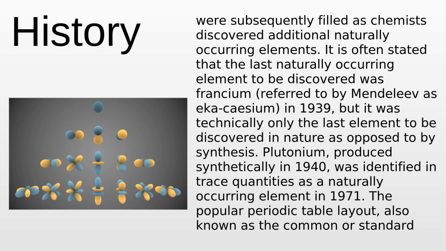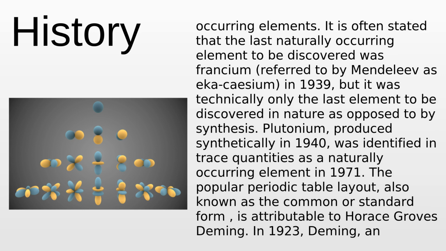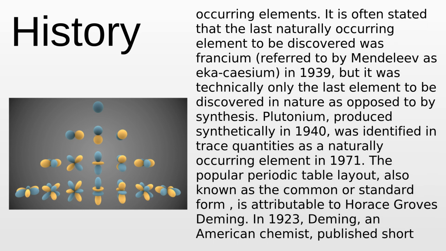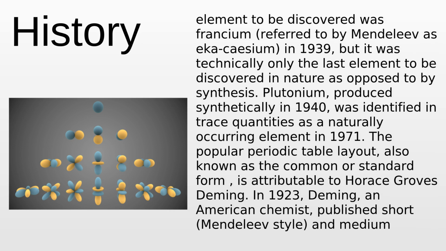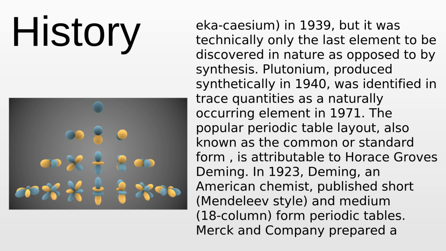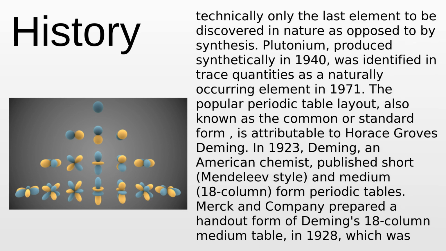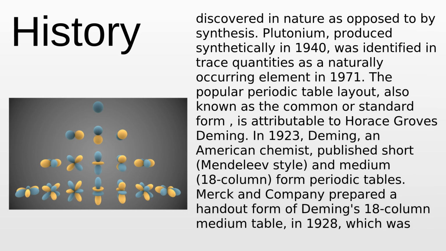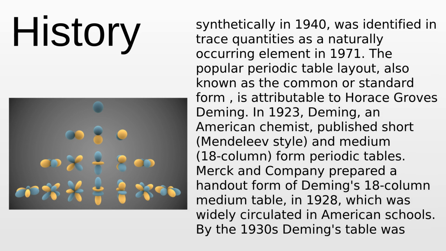It is often stated that the last naturally occurring element to be discovered was francium, referred to by Mendeleev as eka-caesium, in 1939, but it was technically only the last element to be discovered in nature as opposed to by synthesis. Plutonium, produced synthetically in 1940, was identified in trace quantities as a naturally occurring element in 1971.